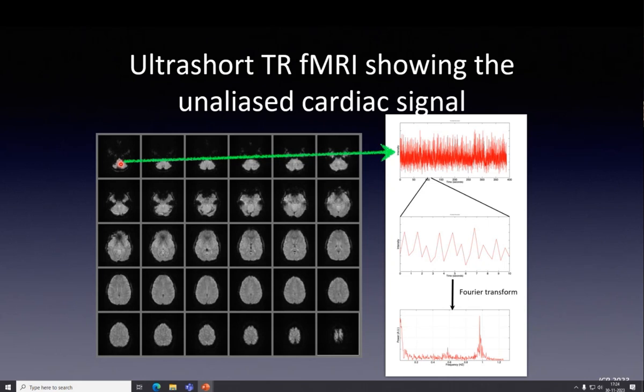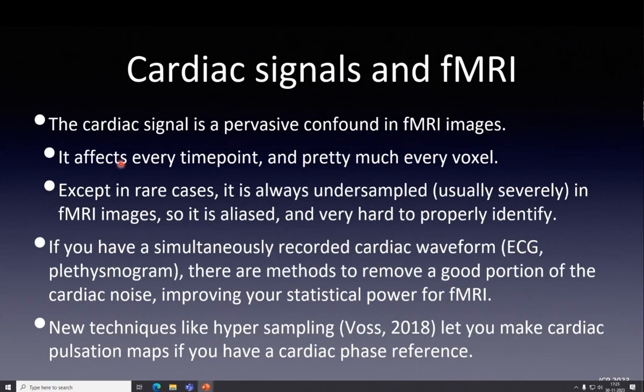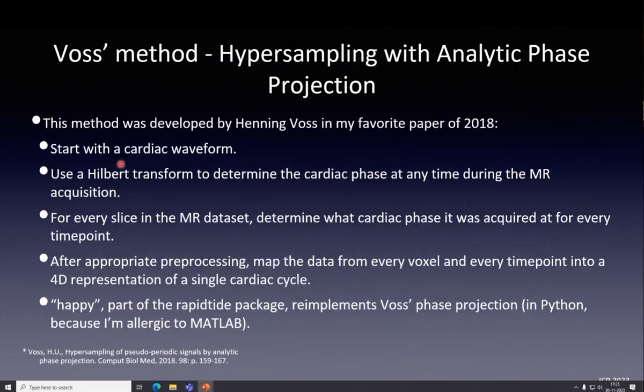But most data sets don't run that fast. So why do I care this much about getting a cardiac waveform? Well, it's an important noise confound, but the most important driving factor for this is in 2018, I saw this amazingly cool paper by Henning Voss. It's called Hypersampling with Analytic Phase Projection. And it was just the simplest idea, but it was brilliant.